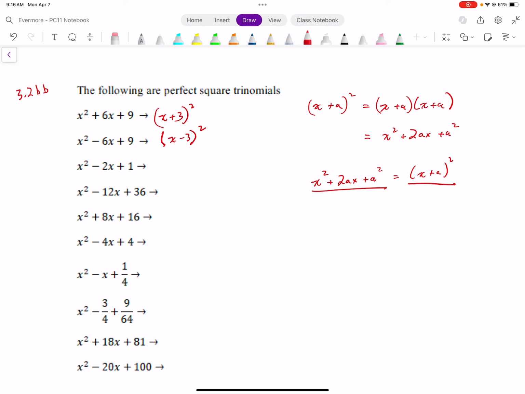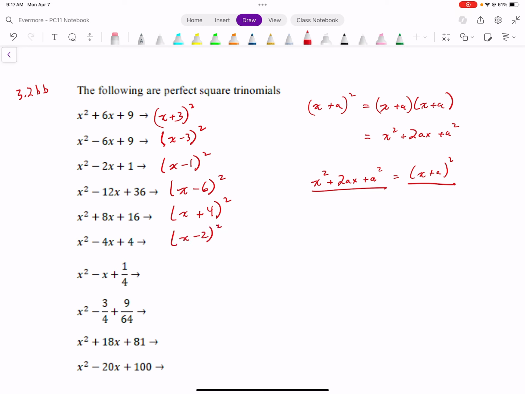And continue on factoring all of these. If you want, press pause and see if you can factor all of these and see if you can make the connection. I'm going to continue and factor these. So this is x minus 1 squared. This is going to be x minus 6 squared. This is going to be x plus 4 squared. Now this is going to be x minus 2 squared.